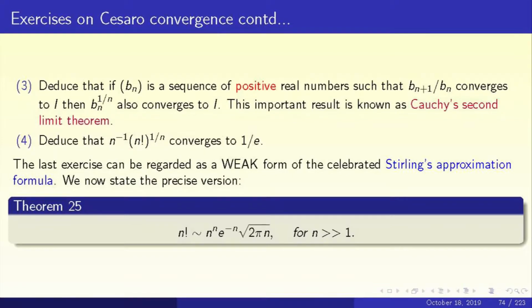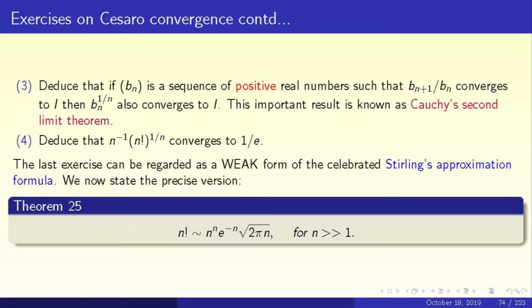So, now you deduce from this that if Bn is a sequence of positive real numbers such that Bn plus 1 by Bn converges to L, then the nth root of Bn also converges to L. You may recall when you study infinite series that when you have an infinite series, you first want to apply the ratio test. You try to apply the ratio test and you find that Bn plus 1 by Bn converges to 1. The ratio test has failed. Then you apply the root test. Again you find that the nth root of Bn has limit 1 and the root test again failed.